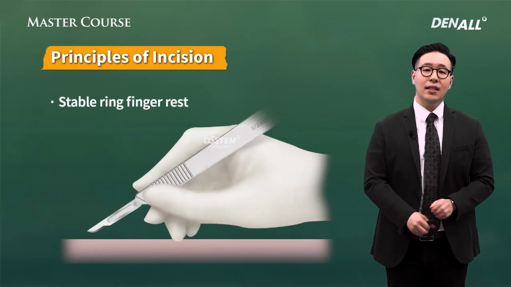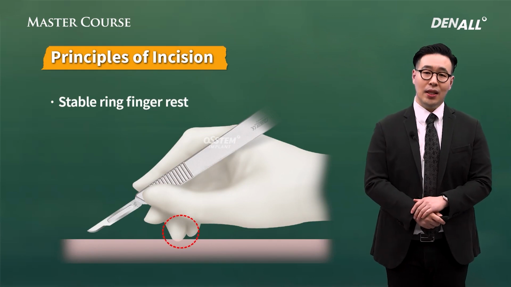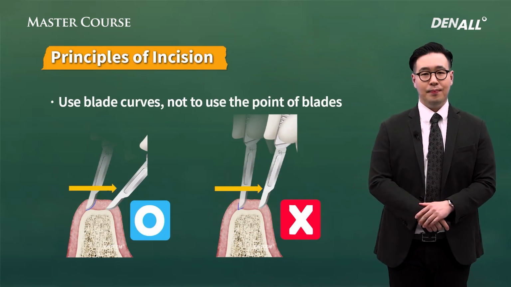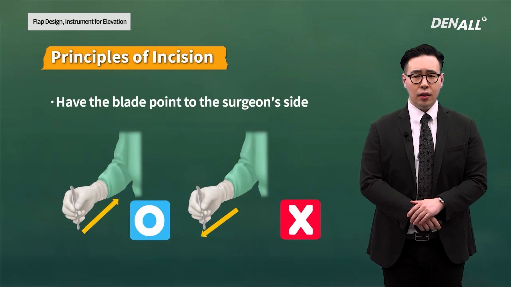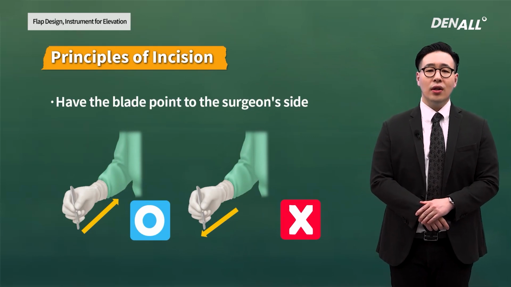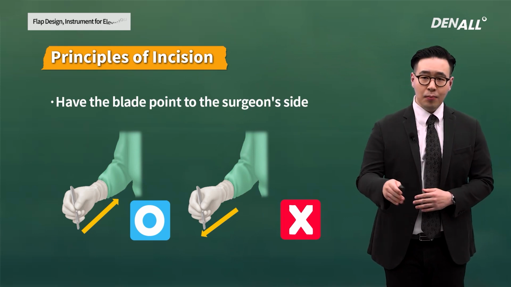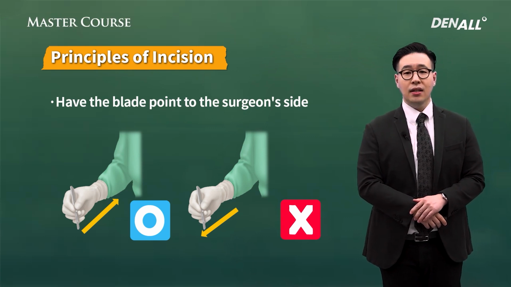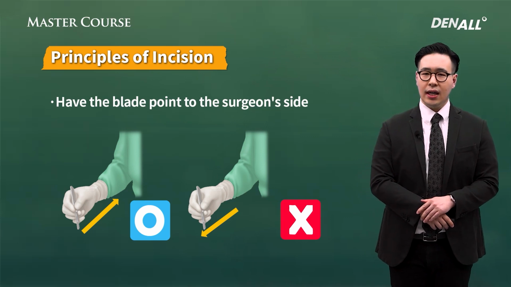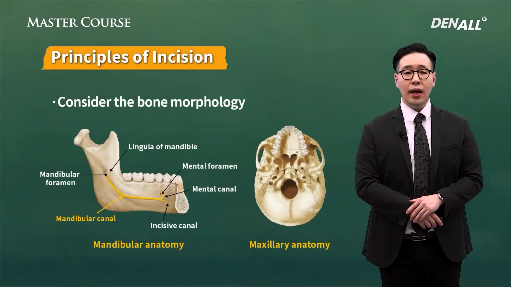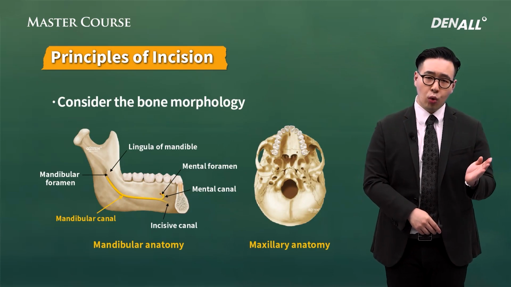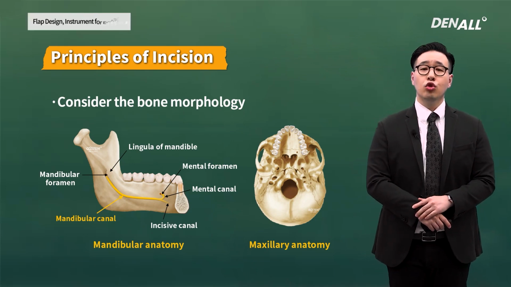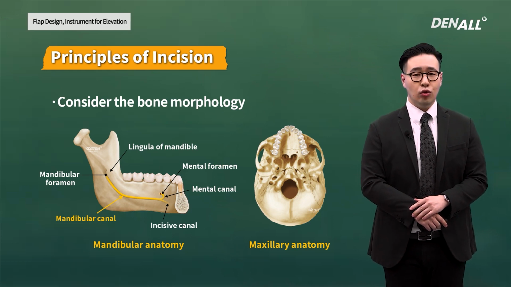First, you need to have a stable ring finger or pinky rest. Use blade curves and not the tip. If it is accessible, incision needs to be made towards the surgeon. If it is the opposite, the blade, once it parts from the bone, you may momentarily lose control of how it progresses and it can lead to accidents. Therefore, when you make an incision, you always need to understand what the bone surface is like below and also the position of important anatomical structures that should not be damaged.